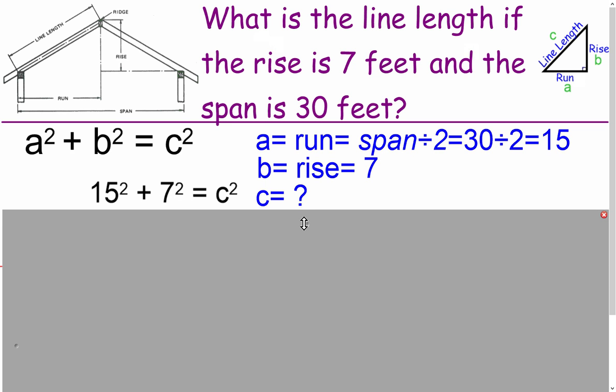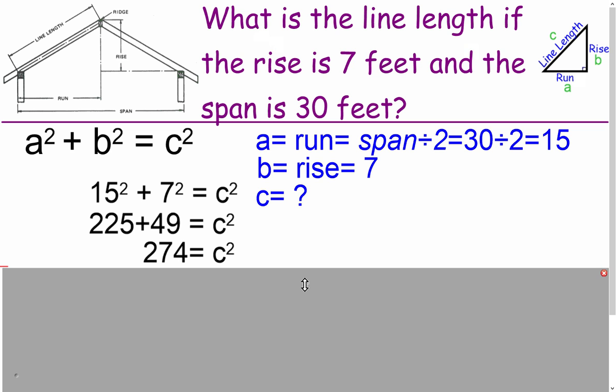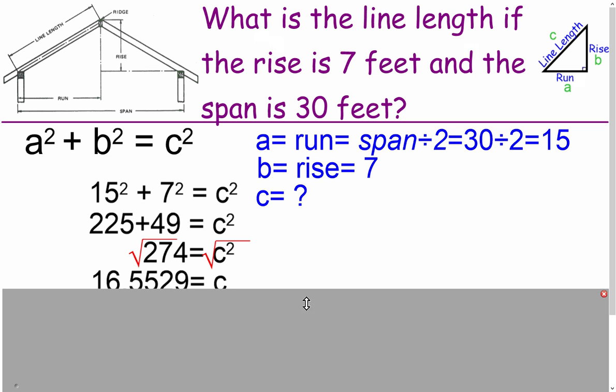So we're going to plug those in. 15 squared plus 7 squared is c squared. That gives us 225 plus 49 is c squared. We add those together, and we end up with 274 equals c squared. Now we have to grab our calculator and hit that square root button to figure out the square root of 274. The square root of c squared is just c. They cancel each other out.